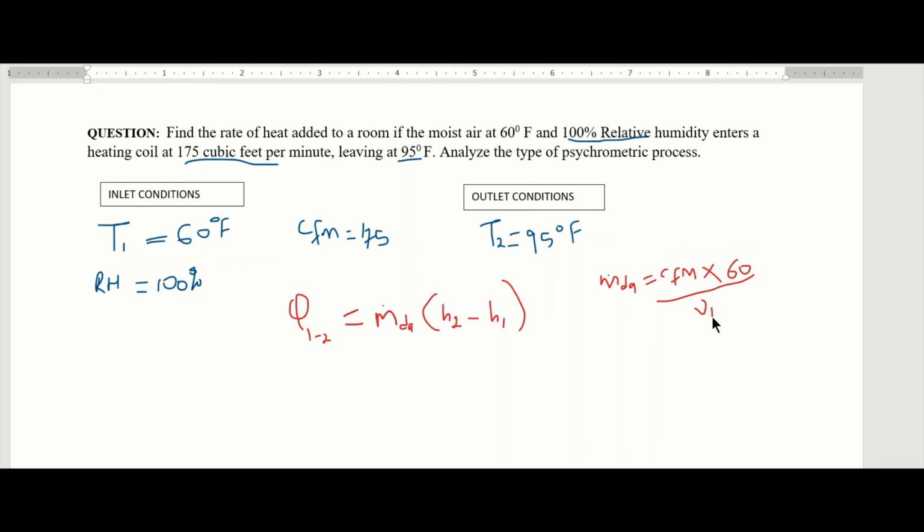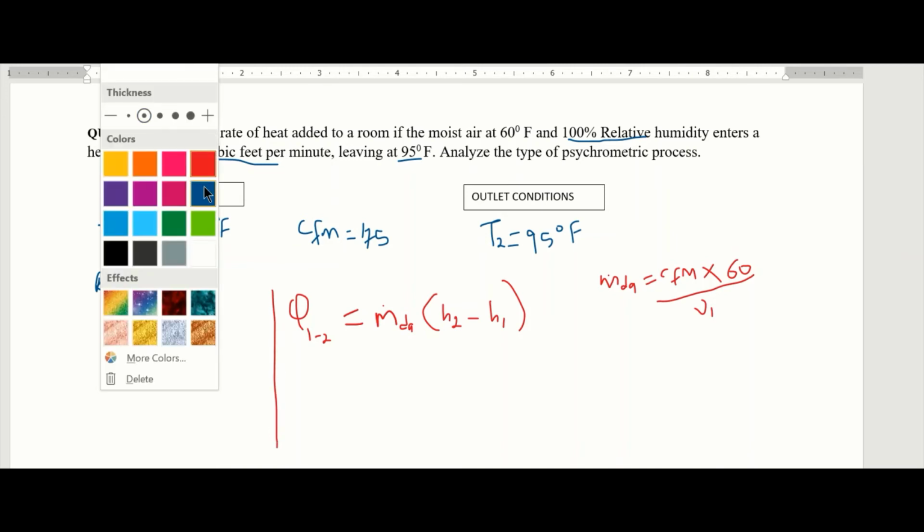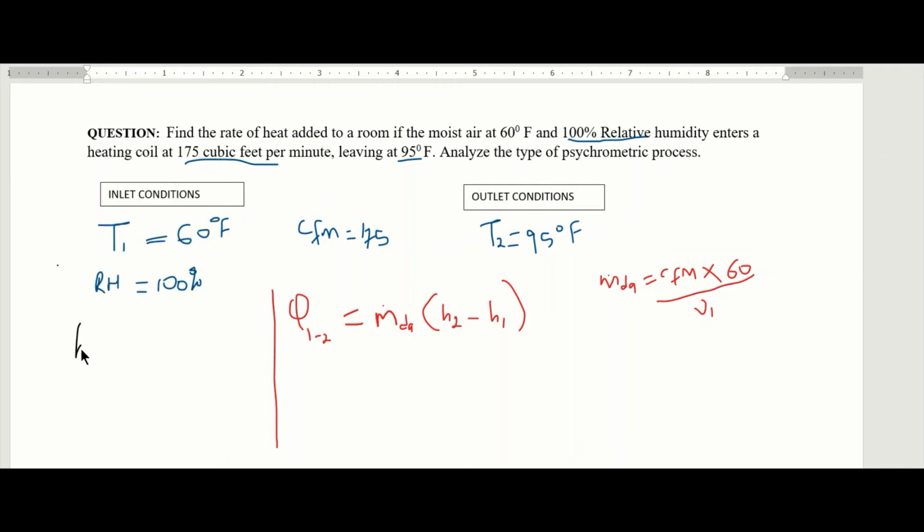So here I have 3 unknowns. My CFM is given to me right here, but my H2, H1 and V1 are not given, so I have to find those values. To find them, I have to get them from my chart: my H2, my H1 and my V1.